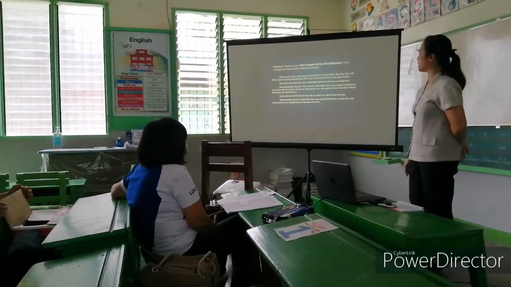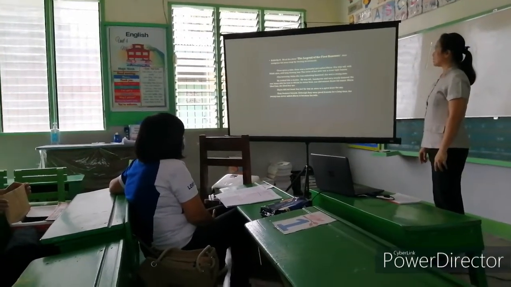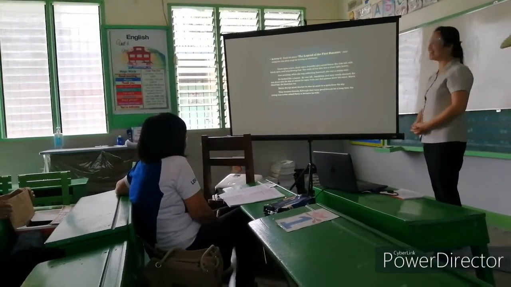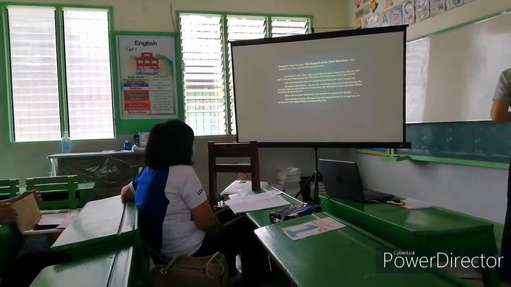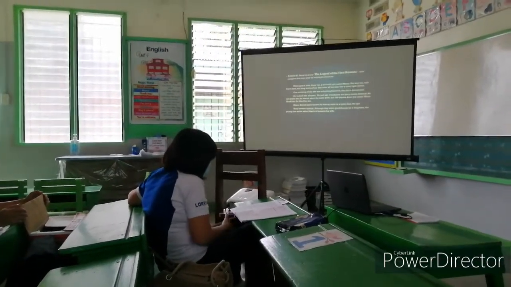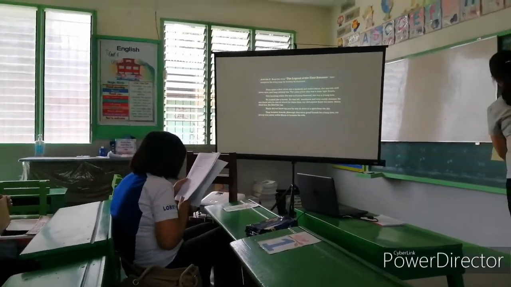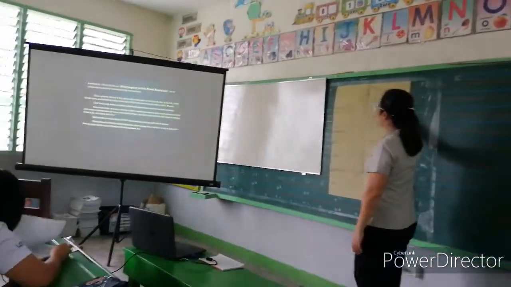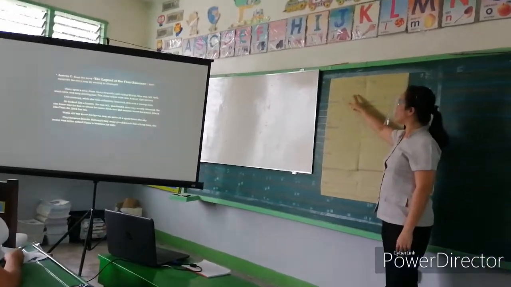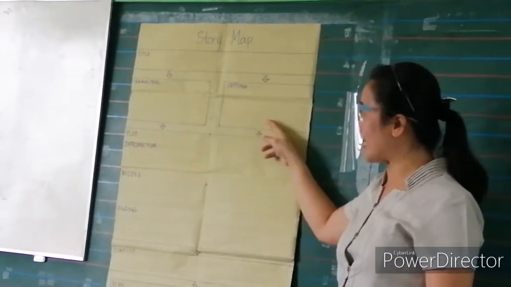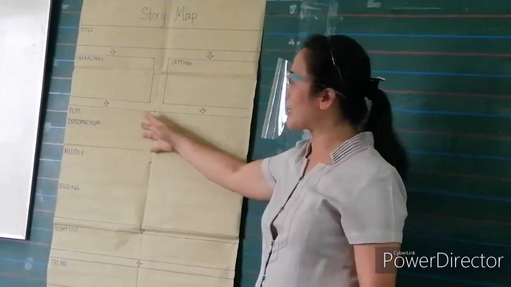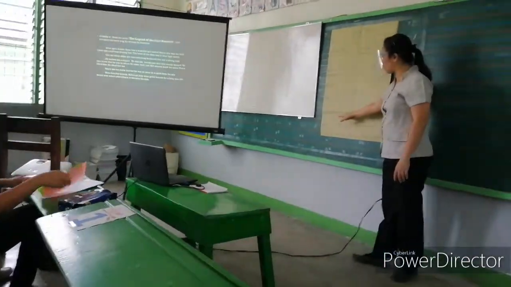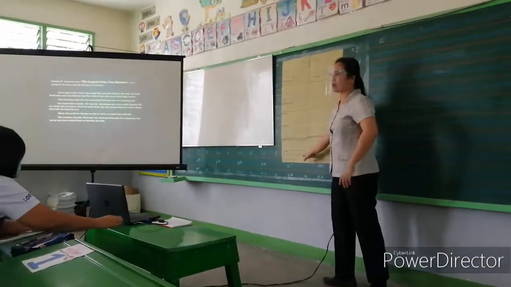So for our last activity, you're going to read the legend of the first banana. Then you're going to complete a story map. You will be the one to write your own answer. You'll complete the story map with the plot by writing the sequence of events from introduction, middle, and ending, and then the conflict and the theme. Okay, so are you ready?